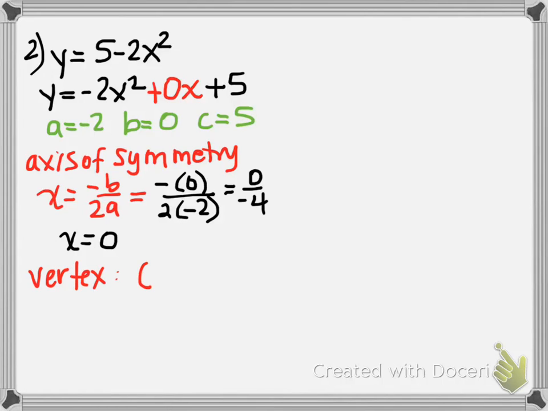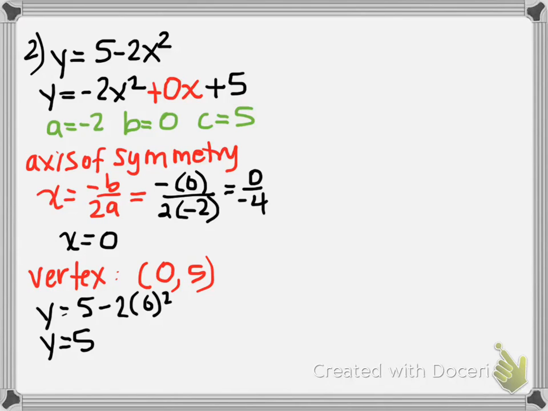So already we have the x value of the vertex, and now we're going to plug in 0 for x and solve for y. So 5 minus 2 times 0 squared gives me y equals 5. So I'm going to take that 5, put it in, and now I've got my vertex. So when I get ready to do my t-chart, I have x and I have y, and I'm going to put my vertex in the center.